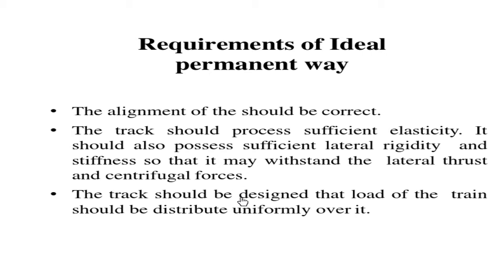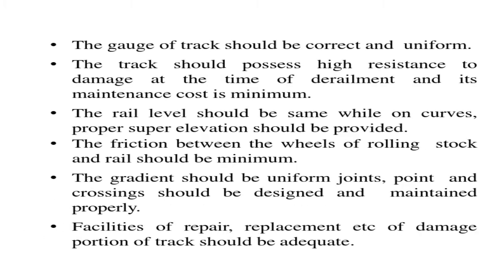Then the track should be designed so that the load of the train is distributed uniformly over it. Then the gauge of track should be correct and uniform. It should possess high resistance at the time of derailment. If some accident happens, it should have high resistance. Then the maintenance cost should be minimum. Then the rail level should be the same on curves and proper super elevation should be provided.